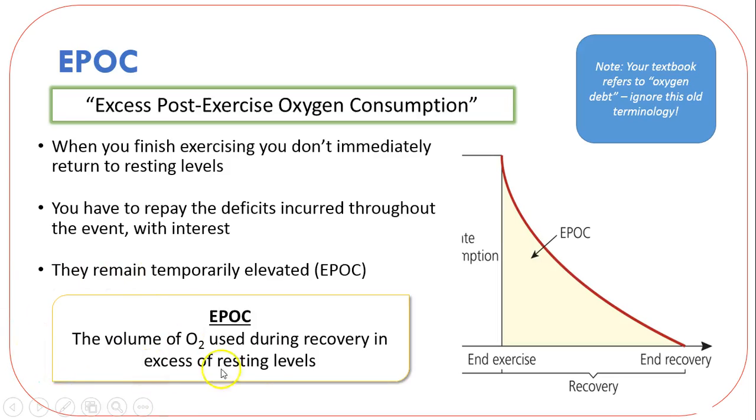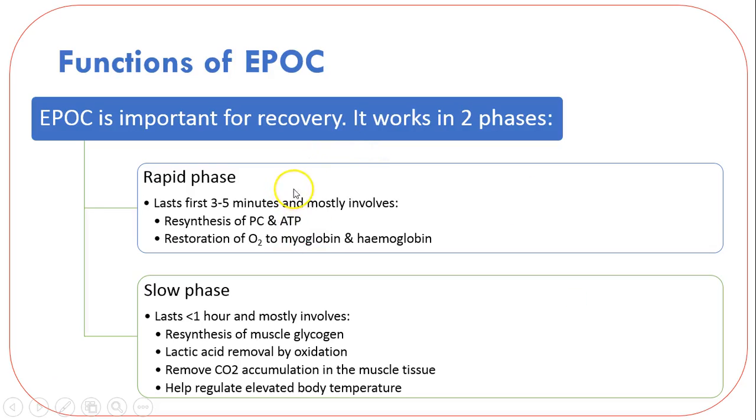Okay, so we would describe EPOC as the volume of oxygen used during recovery in excess of resting levels. So as soon as we finish exercise, at this point in time, this becomes our new oxygen demand. Okay, so back to resting levels, we have a low oxygen demand, but we don't immediately return to those resting levels. So our oxygen consumption actually remains elevated. So this EPOC, we are consuming this extra oxygen that's not actually required for the demands of rest, but it's required for a range of other things.